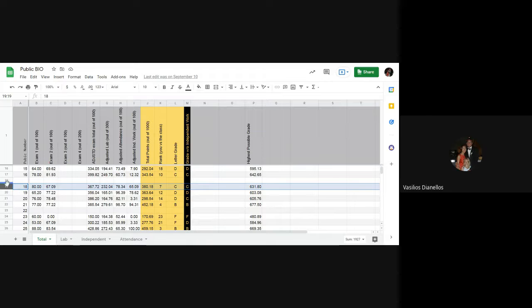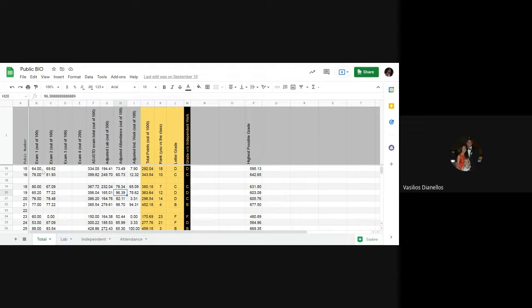Look under that instead of this, because you can see here, for example, if your public number is 19, and you're looking at this, if you were to look here instead, you would be looking at this instead, right? So you would think you're doing better than you are because whoever number 19 is actually has a D as opposed to number 18 who has a C. So anyway, that's the first thing you need to understand.